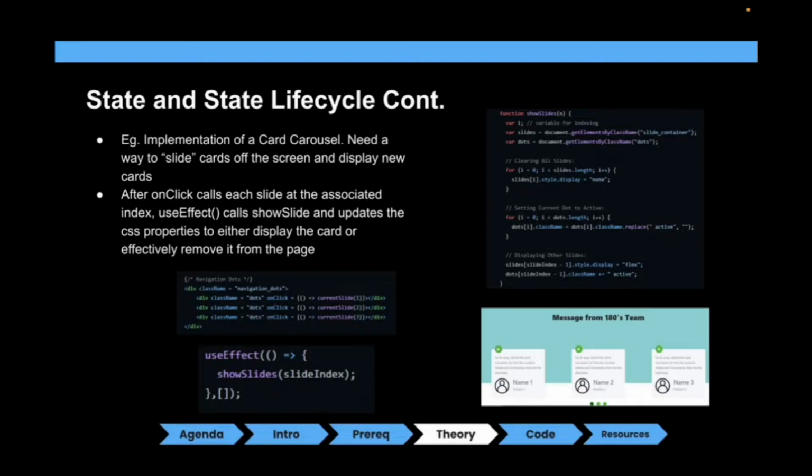changes the CSS properties for those slides to simulate a card being on the screen or not being on the screen. So you can see that with the different properties. It can be classing the replace active or displaying the other slides. You can set it to flex or active.